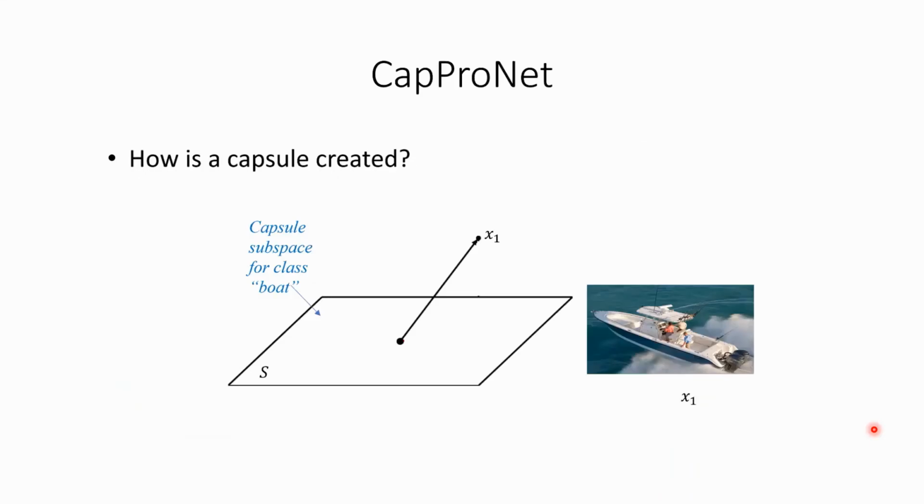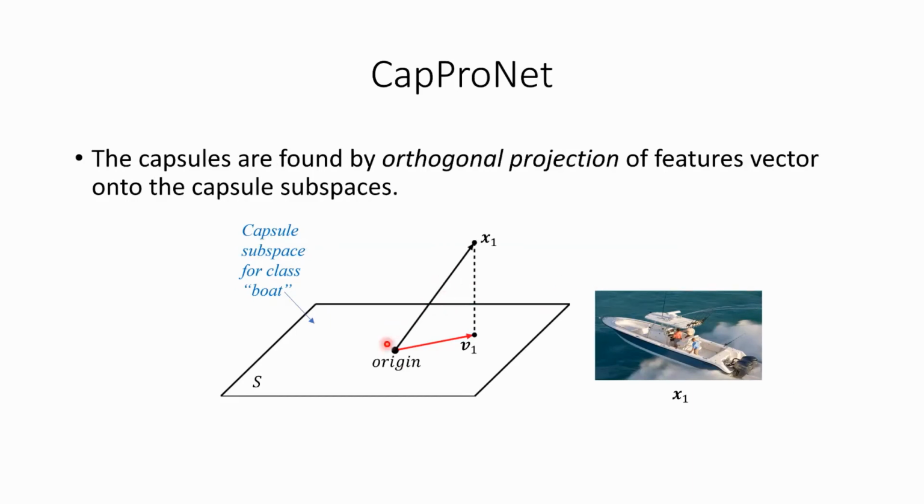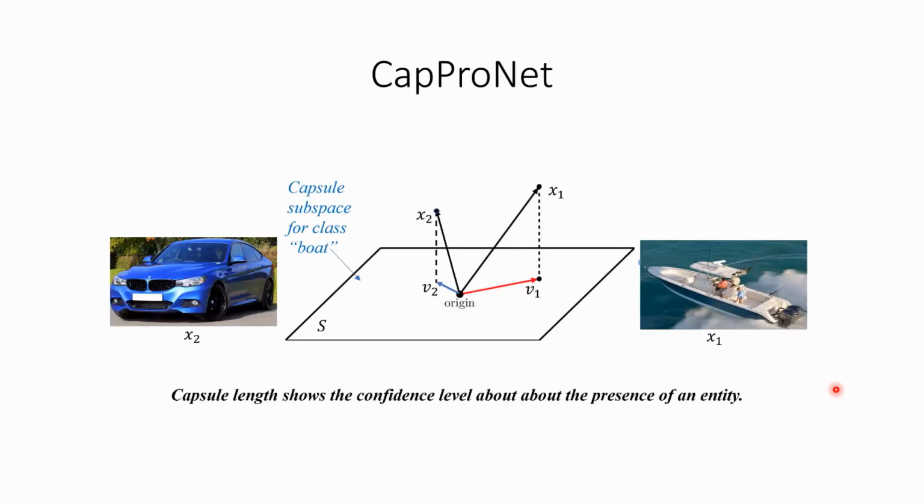When capsule subspaces are learned, we create the capsule vector by orthogonally projecting the input feature vector onto the capsule subspace. Here we have the capsule subspace for class boat, and this is the extracted feature, and the corresponding capsule vector, V, is generated by orthogonally projecting this feature vector onto the subspace. So in a well-trained CapProNet, we expect that if we have a capsule subspace for, let's say, class boat here, the subspace capsule vectors corresponding to boat samples, like this vector x1, will be larger than those of samples of all other classes.